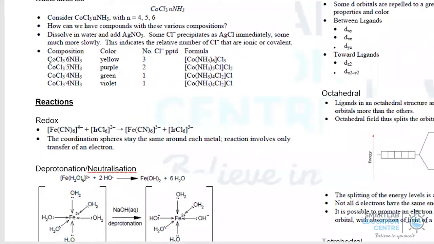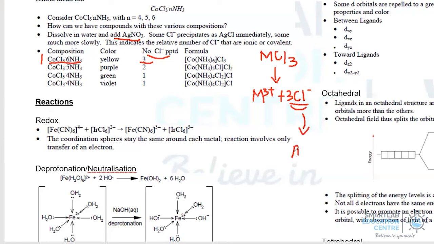Let us take a look at another example. For example, CoCl3·6NH3. In this example that was given, for every 1 mole of this complex salt, if we were to add excess silver nitrate, we will obtain 3 moles of AgCl, which means there are 3 moles of free moving Cl-. What that means is that the salt will be MCl3, which gives the cationic complex of M3+ plus 3Cl-, and this 3Cl- is the one that precipitates to form AgCl in the presence of silver nitrate.